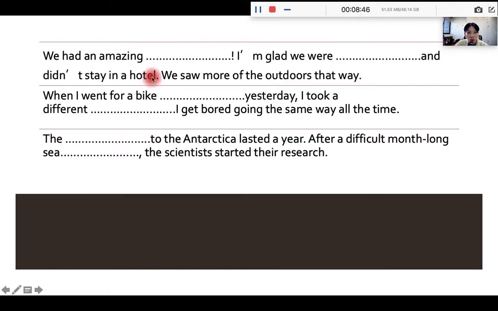Number 4: we had an what? I'm glad we were, and didn't stay in a hotel. We saw more of the outdoors that way. So overall, this is a good journey, so you'll put down trip. But what kind of trip is it? It's going backpacking, because you don't stay in a hotel and you spend more time outdoors.